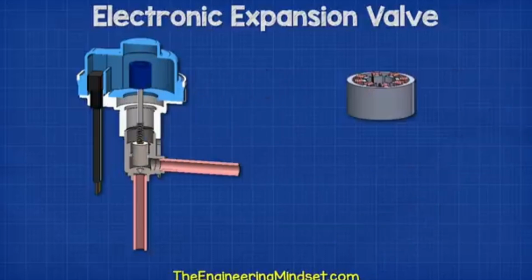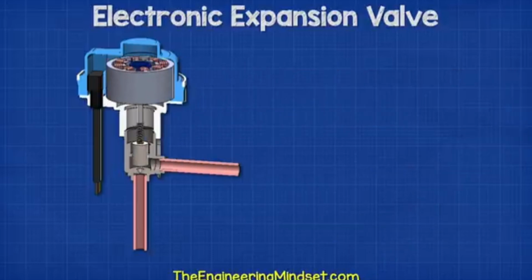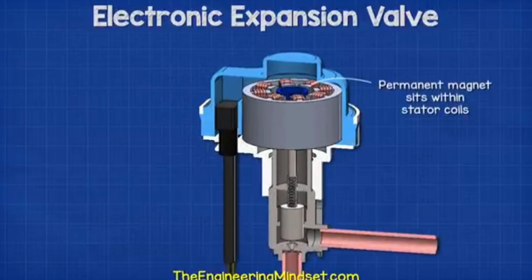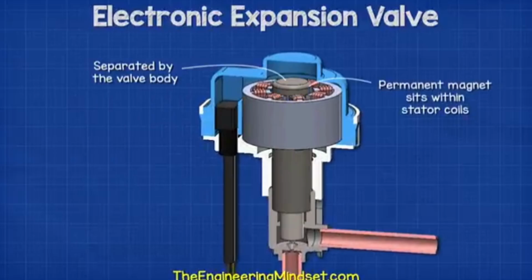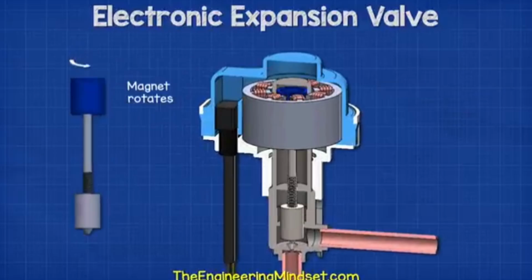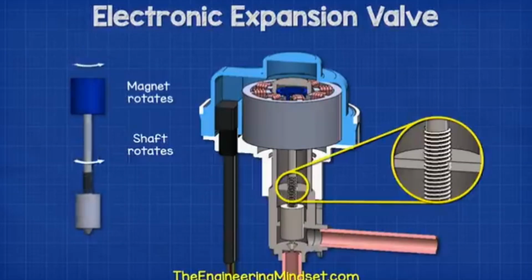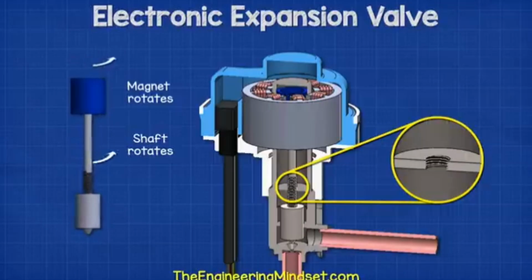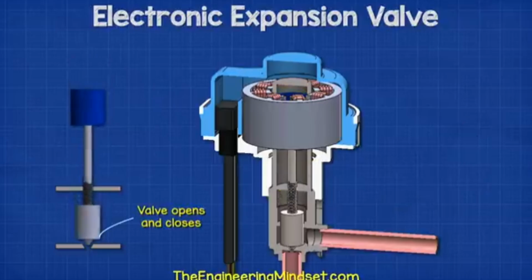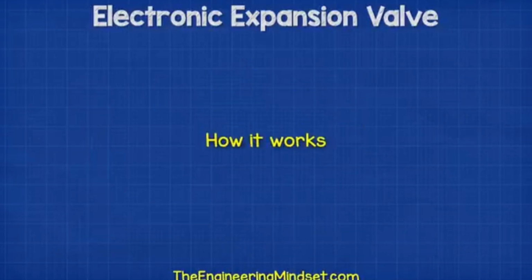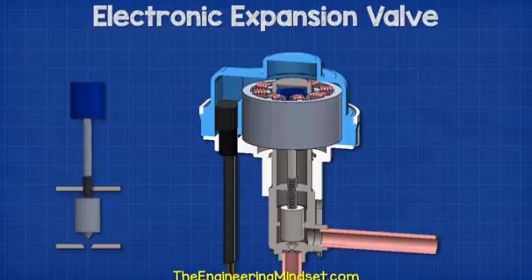The permanent magnet and shaft will sit concentrically within the stator. These are separated by the valve body. The permanent magnet rotates, which causes the shaft to also rotate. The threaded section of the shaft sits within the threaded section of the shaft holder. So, as it rotates, it causes the shaft to move up and down, which opens and closes the valve. The valve opens and closes to regulate the flow of refrigerant.